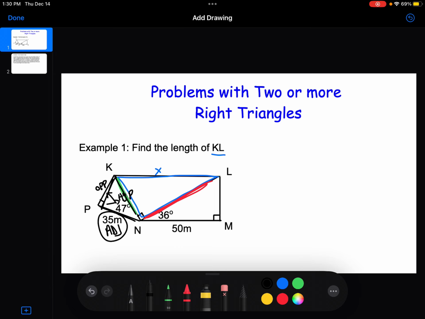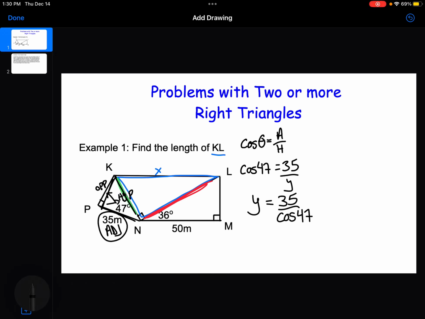So that's going to be cos. So we've got cos theta equals adjacent over hypotenuse. So that's going to be cos 47 equals 35 over hypotenuse. We'll call it, I don't know, y. And then because y is on the bottom, we need to switch it with our cos 47, and we end up with that. Now we're just going to go through and solve. We'd end up with 51.3. So that means that this side here is 51.3.